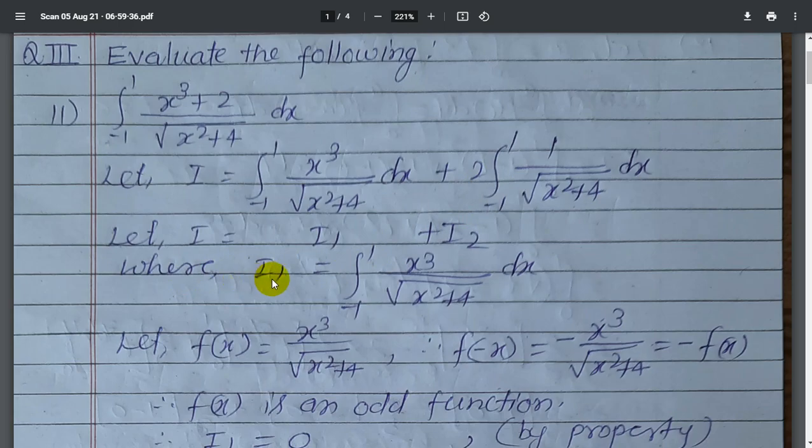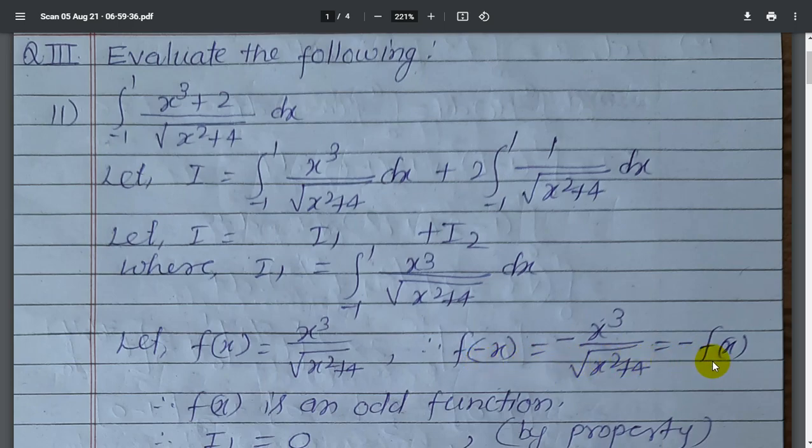solving the first integral, where I1 equals integral minus 1 to 1 x cube upon square root of x square plus 4 into dx. So let f of x equal to x cube upon square root of x square plus 4, replacing x by minus x. Therefore f of minus x equal to minus x the whole cube, that is minus x cube upon square root of x square plus 4. This will be same because minus x square is x square, so the minus sign stays here and it is the value of f x. So it is minus f x. So f of minus x equal to minus f of x.